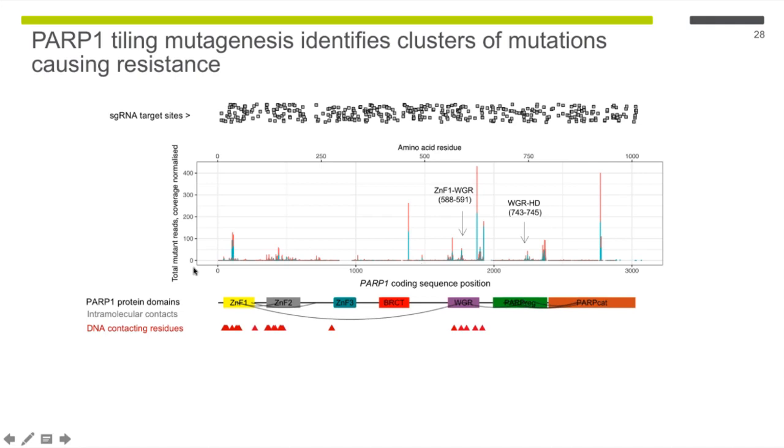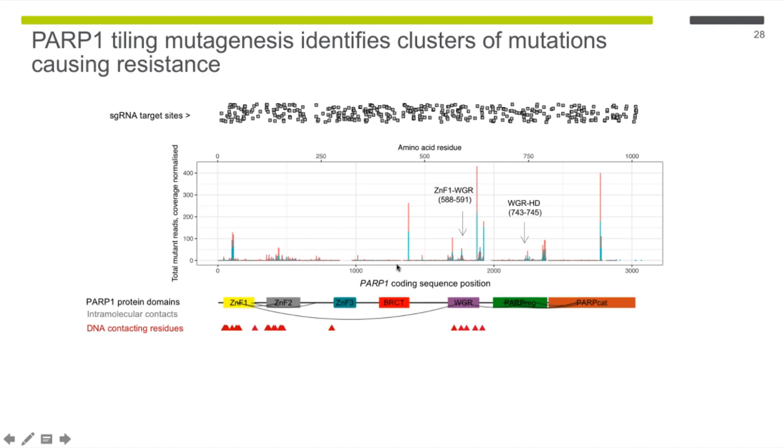So we're just basically plotting the frequency of mutations at each position all along the PARP1 gene, whether these were deletions or insertions. So as we kind of expected, we see clusters in the zinc finger domains. So zinc finger domain 1, which is where we found the original mutation in the screen. Also zinc finger domain 2, lots of mutations.